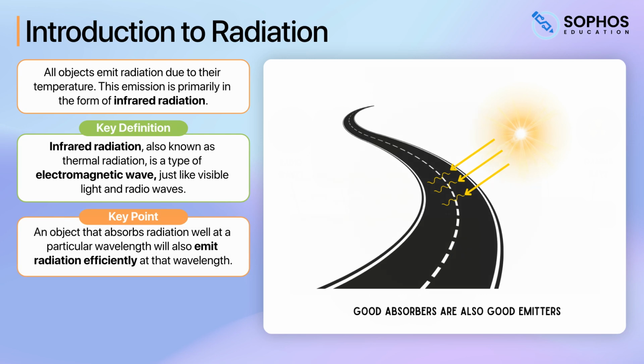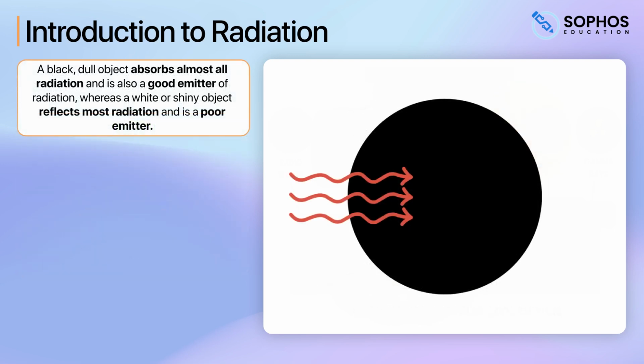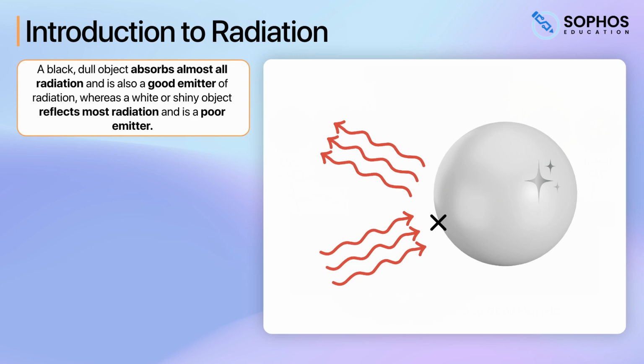For instance, a black, dull object absorbs almost all the incident radiation and is also a good emitter of radiation. On the other hand, a white or shiny object reflects most of the incident radiation and is a poor emitter.